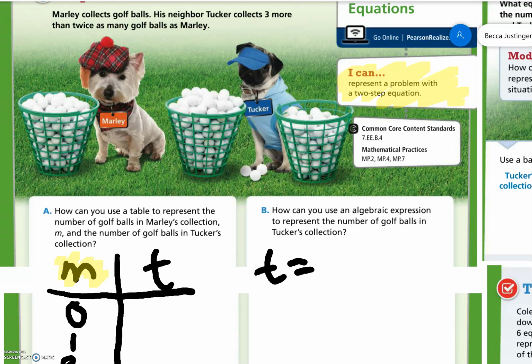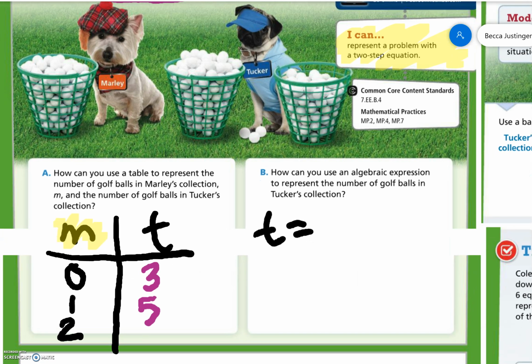Okay, so hopefully you recognize that Tucker collects 3 more than twice as many as Marley. So we have to take how many Marley makes, so 0, multiply that by 2, that's still 0, and add 3, so that would be 3. Then if Marley gets 1, we multiply that by 2, because twice as many, and then add 3, that would be 5. And lastly, 2 times 2 is 4, plus 3 is 7.